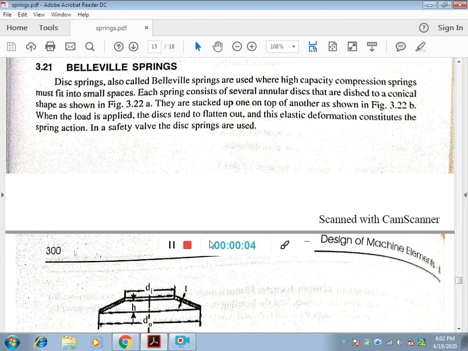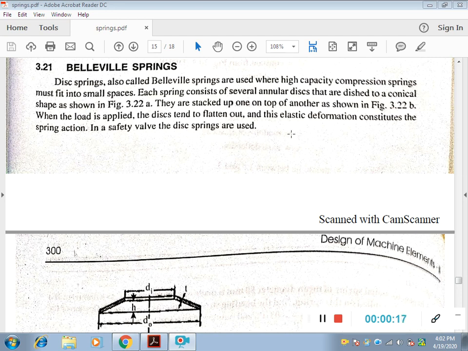Good morning. In the previous class, we have gone through the problems related to the leaf spring. Today, we go through the last concept under the leaf spring, that is the Belleville spring. Let us see what is the meaning of the spring. Belleville springs we also call the disc springs.